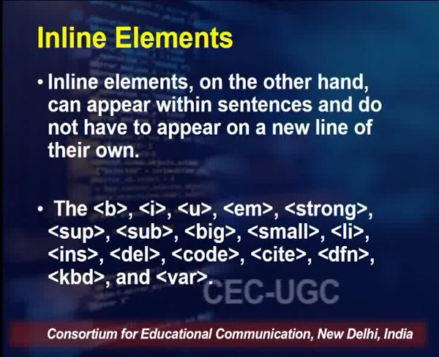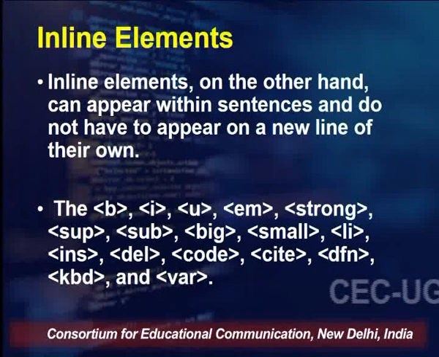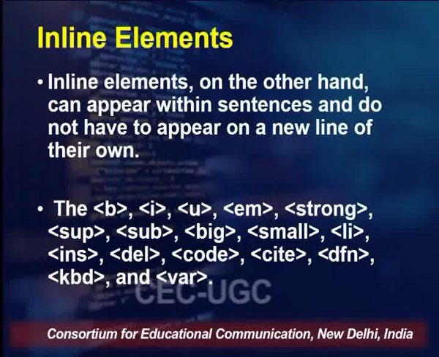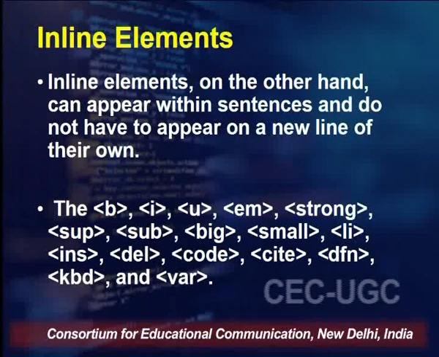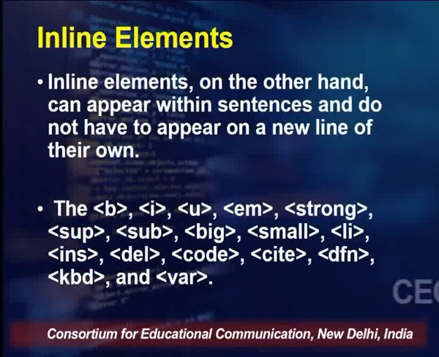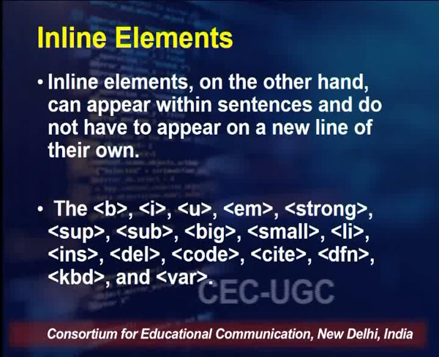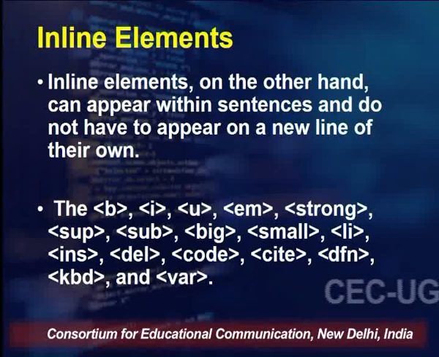Another category is the inline elements. Inline elements, on the other hand, can appear within the sentence and do not have to appear on a new line of their own. So we have bold, italic, underline, strong, superscript, subscript, and many others. All these are inline elements which do not appear on a new line like the block elements. They appear within the sentences.